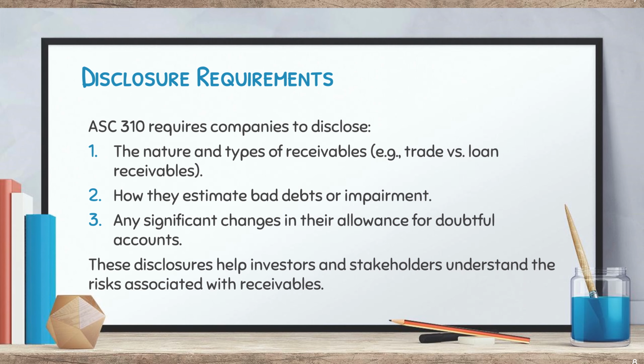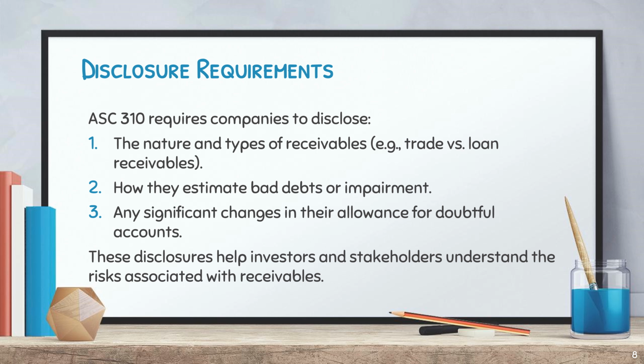Transparency is key. ASC 310 requires companies to disclose the nature and types of receivables, e.g., trade versus loan receivables, how they estimate bad debts or impairment, and any significant changes in their allowance for doubtful accounts. These disclosures help investors and stakeholders understand the risks associated with receivables.